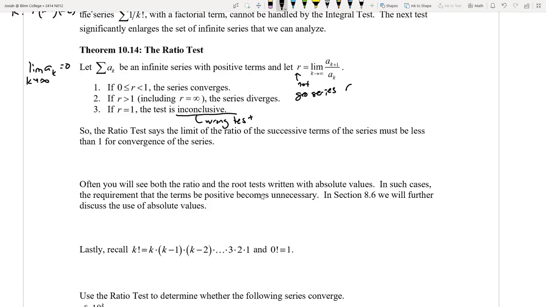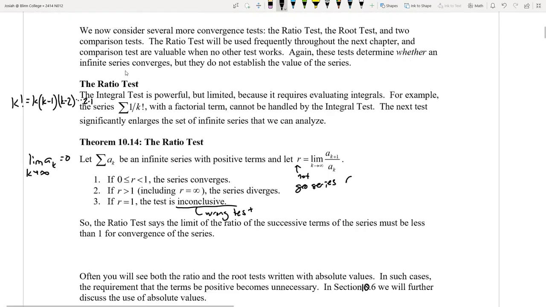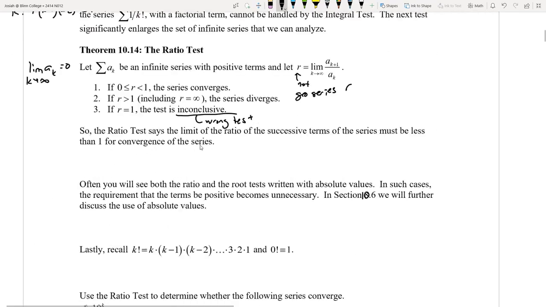Remember that for 10.5, 10.7, all the stuff we've worked with so far, we're working with only positive values. In 10.6, that's the reason it's kind of set off by itself. We're actually going to look at stuff that's got negatives too.